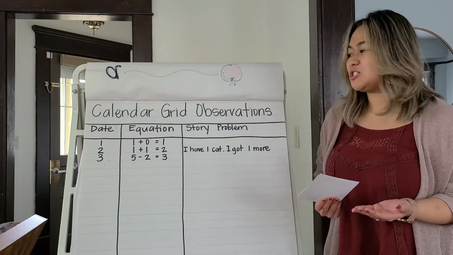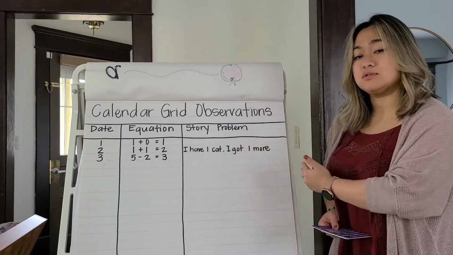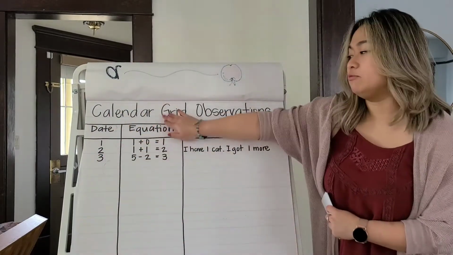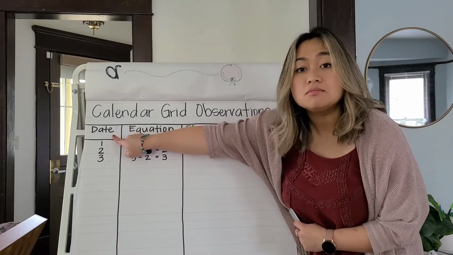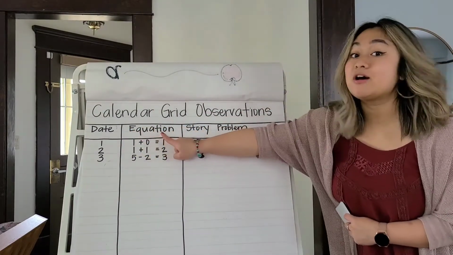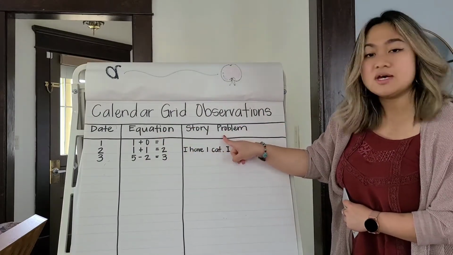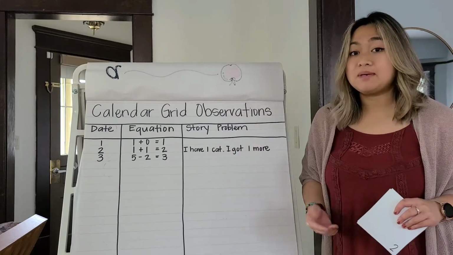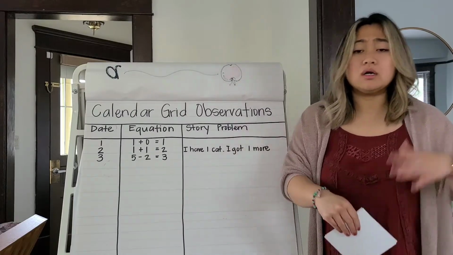So this month's chart, let me explain to you what each column shows. So this column, and a column is just the straight line down. These are columns. This column shows the date, what day it is. This column shows an equation. And this column shows a story problem. So every single day, you will be helping me either write an equation or a story problem.